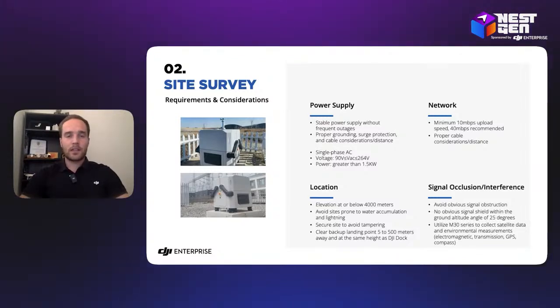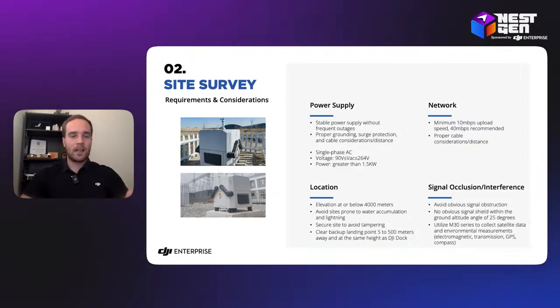The location of the dock should be at an elevation at or below 4,000 meters. Want to avoid sites prone to water accumulation and lightning. Select a secure site to avoid any tampering. And then you're going to need a clear backup landing spot between 5 to 500 meters away from the dock and at the same height.